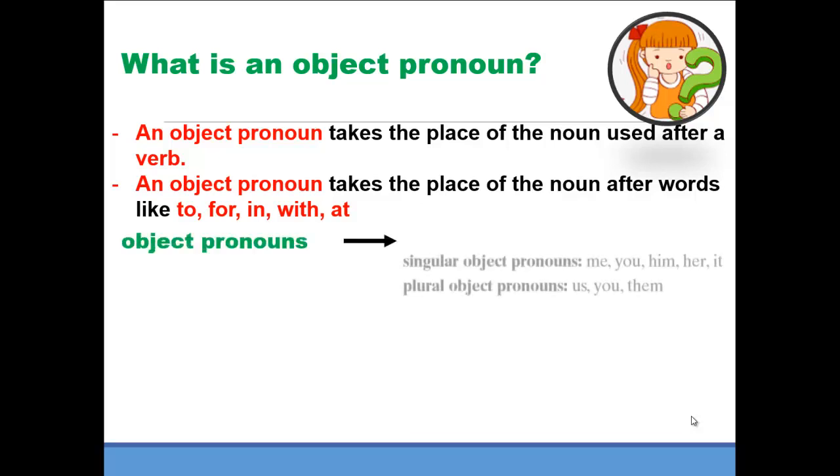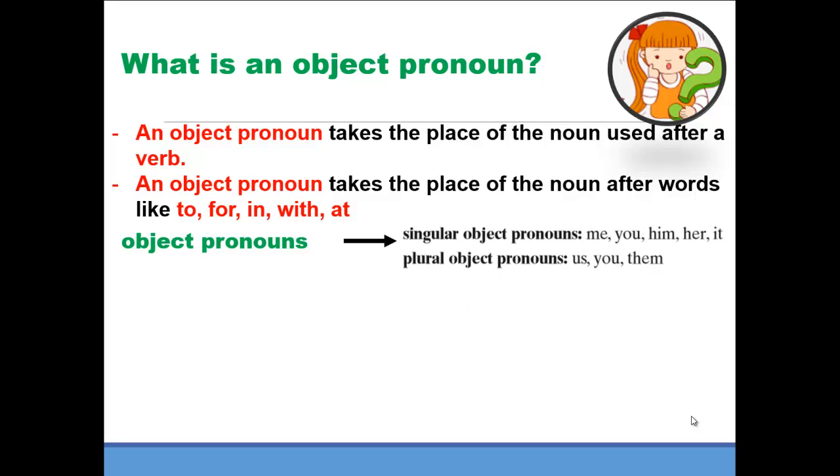What are the object pronouns? Singular object pronouns are me, you, him, her, it. Plural object pronouns are us, you, and them.